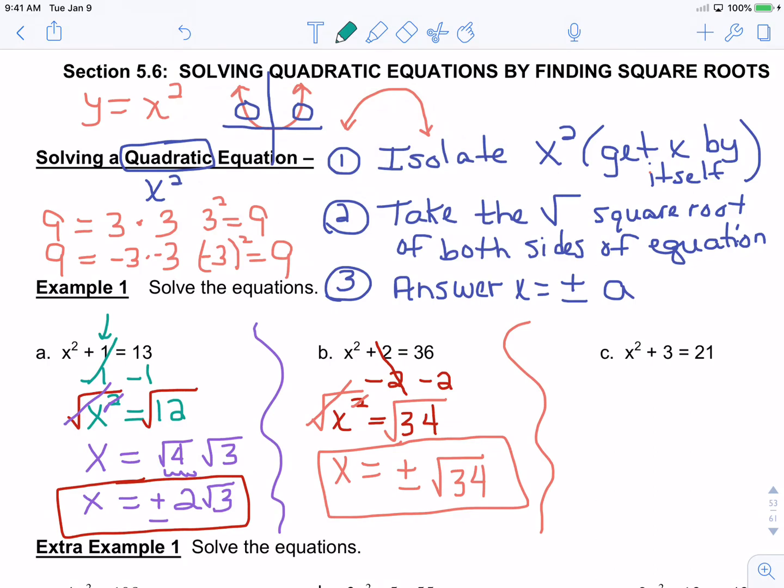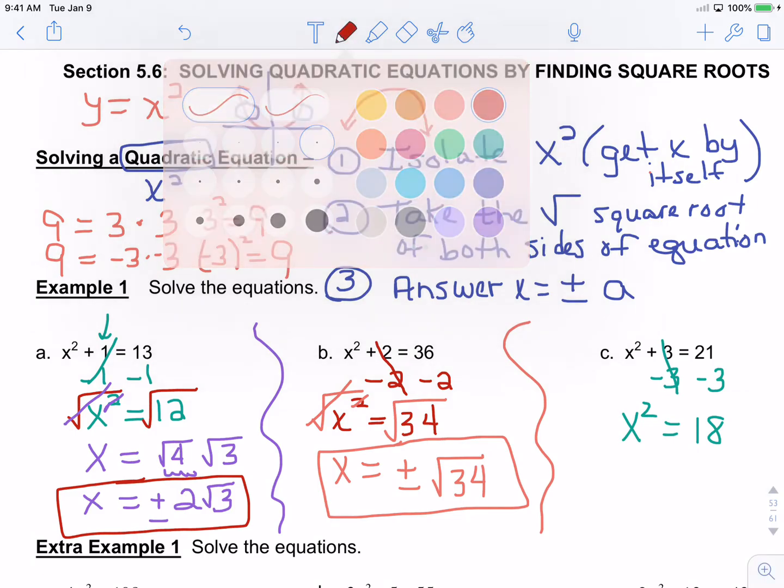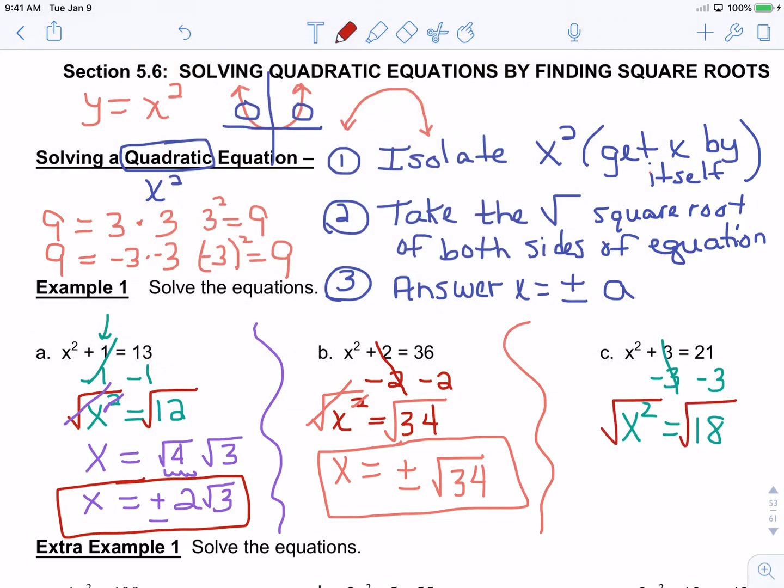So letter C, doing the same thing, isolating x squared, we're going to subtract 3. So 3 minus 3 goes away. 21 minus 3 is 18. Second step, now we have to take the square root of both sides of the equation to keep it equivalent. My square and square root cancel, leaving us with x. And now I have to think about the square root of 18. Can we break down the square root of 18? Well, we actually can.